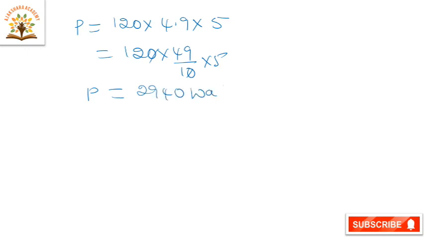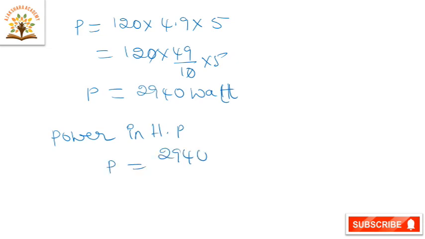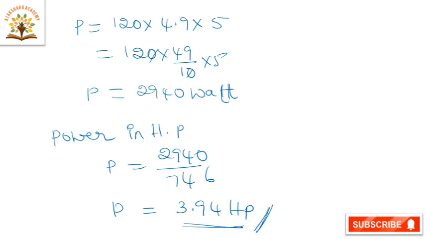2940 watts. Now we convert the power into horsepower. P is equal to 2940 by 746. So that is equal to, we are getting 3.94 HP. This is the final answer. Okay, next we will go to the next question.